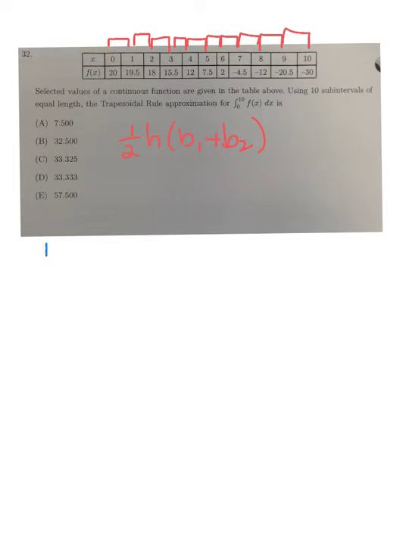So 1/2, my height is always going to be 1, which I really don't need to write, but anyway. Okay, so I'm actually going to leave those on the outside, and I'm going to do the first set of bases. So I have 20 plus 19.5. Okay, so that would be this trapezoid right here. Now I'm going to do the next trapezoid. Remember, the next trapezoid will be these two guys right here.